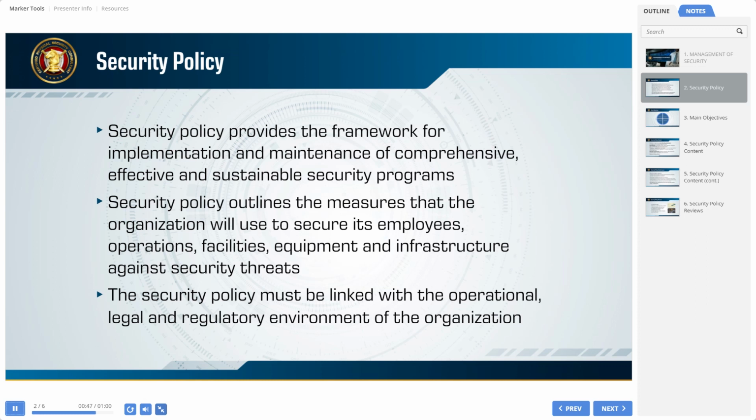Although finalizing organizational security policy is usually a task reserved for the security professional, contributing to the development of policy should be an organization-wide activity with inputs from a wide range of stakeholders.